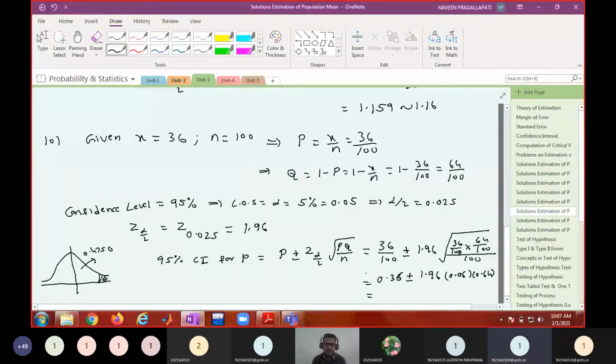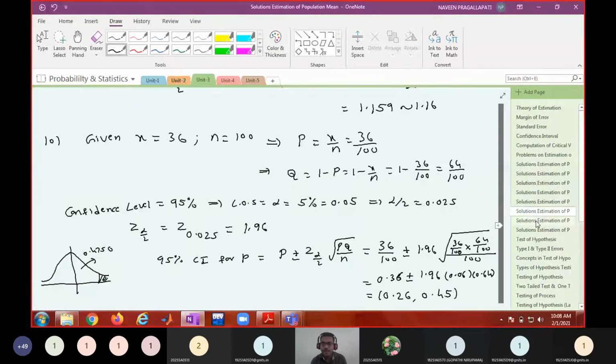0.2659, rounded off to 2 decimals is 0.26. So the interval is 0.26 to 0.454, which is about 0.45. This is the 95% confidence interval for the population proportion. True proportion means population proportion. Is it okay? Shall I proceed?